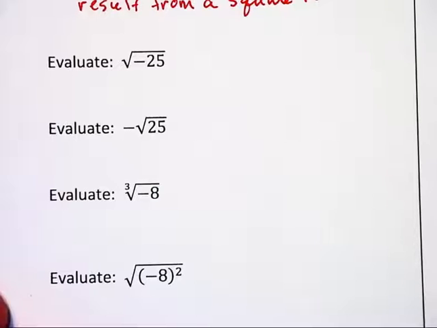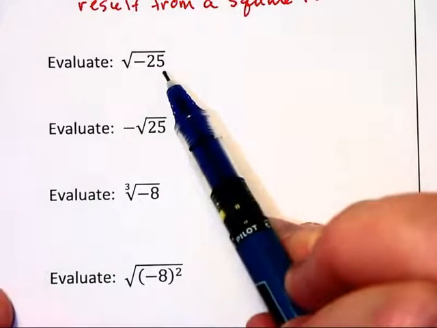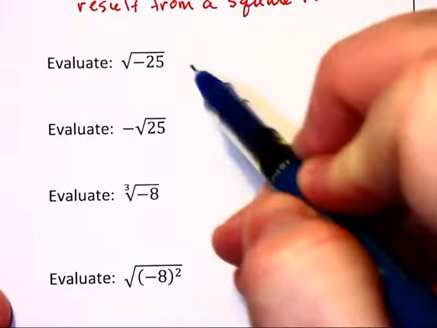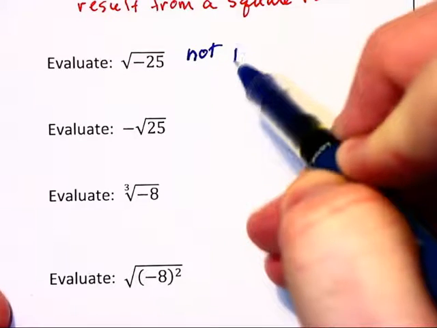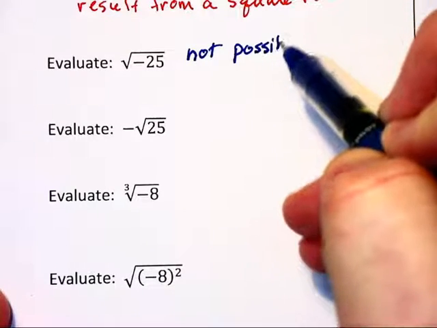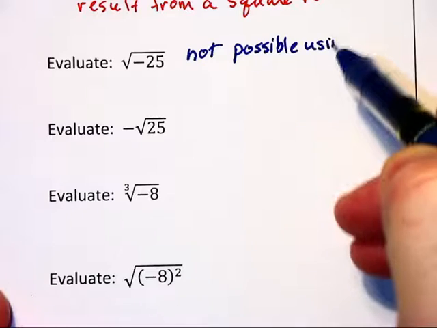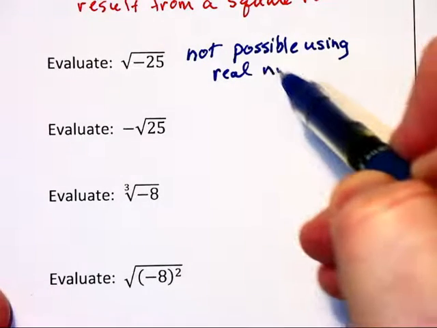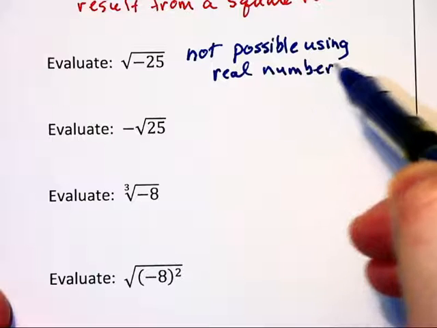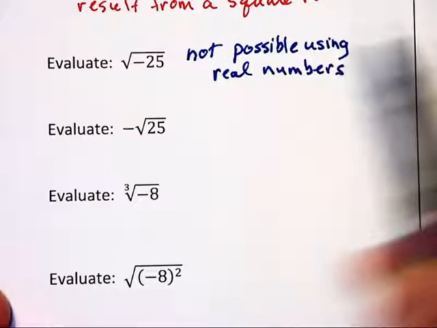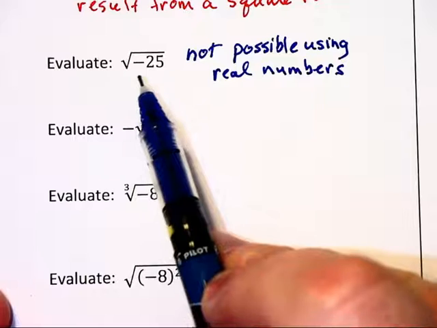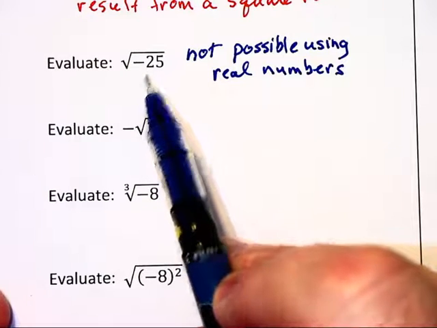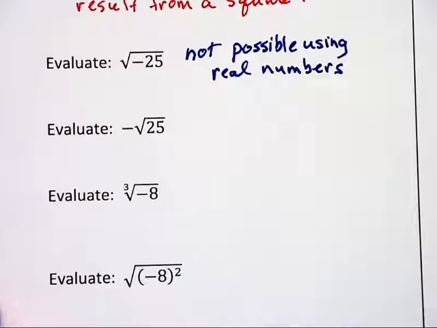The next question comes, what is the square root of negative 25? And the answer is, this is not possible using real numbers. Now, when we get to imaginary numbers later on in this chapter, then it will be acceptable to take the square root of negative 25. But there is no number which multiplied by itself gives negative 25 using the real number system.